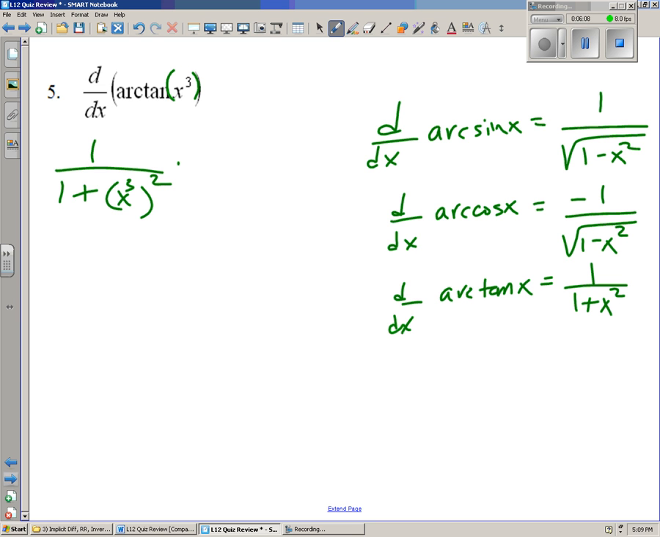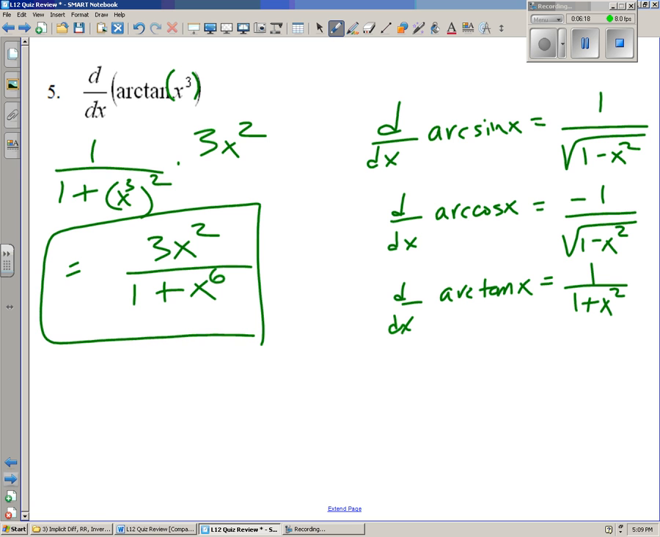The stuff is x cubed, and by the chain rule, we need to multiply by the derivative of the stuff, which is 3x squared. So we get 3x squared over 1 plus x to the 6th. And that's a nice little final answer. X cubed squared is x to the 6th.